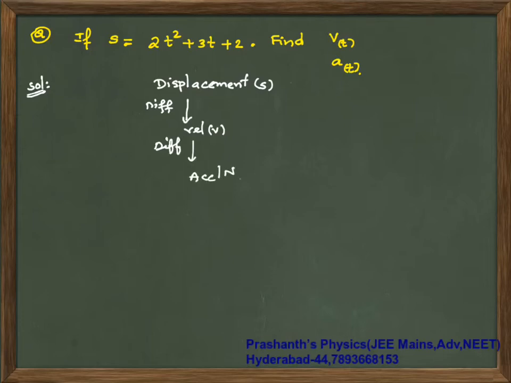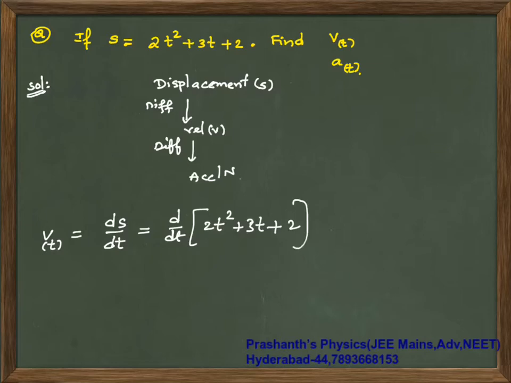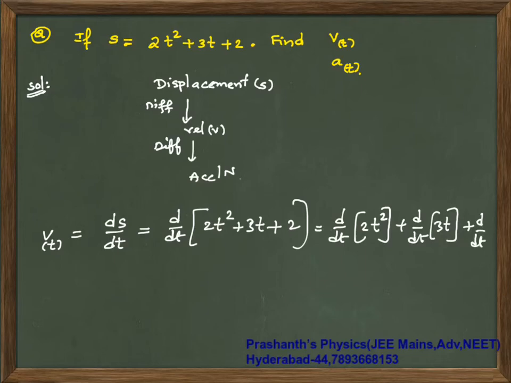So your velocity as a function of time is ds by dt, that is equal to d by dt of 2t square plus 3t plus 2. That will give you d by dt of 2t square plus d by dt of 3t plus d by dt of 2. The derivative of a constant is 0. This is 4t plus 3.